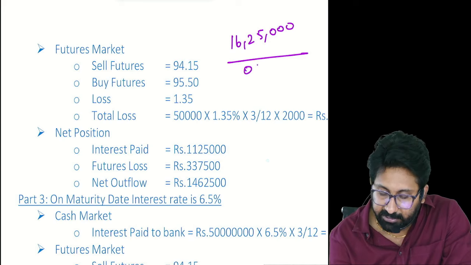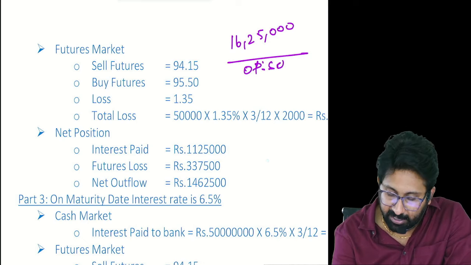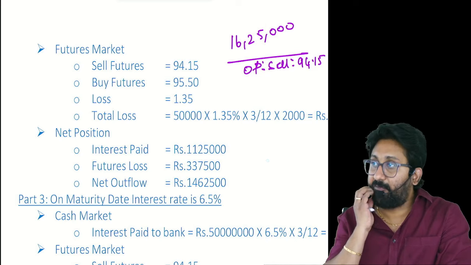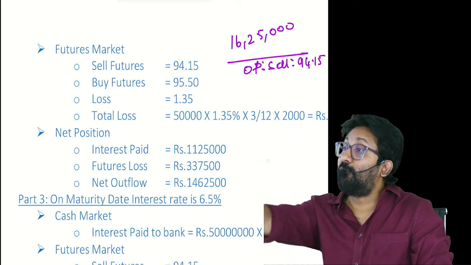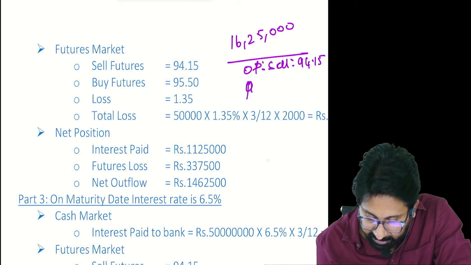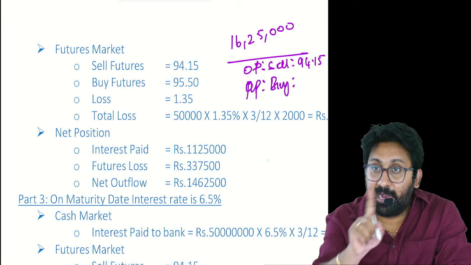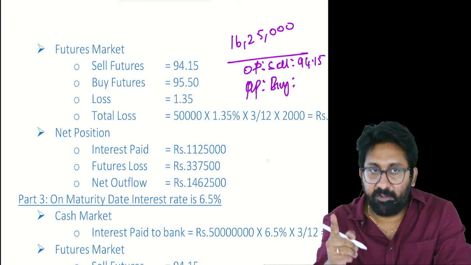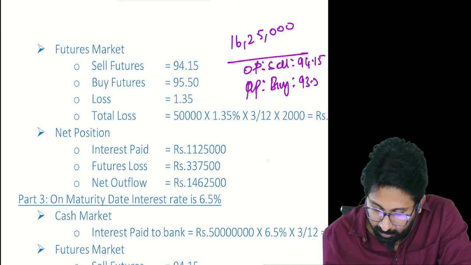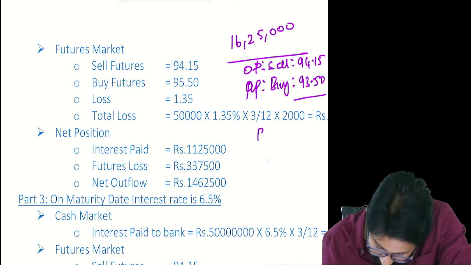Now you will tell, I will listen. In the futures market, what is our original position? Buy futures or sell futures? Sell, booked at what rate? 94.15. The rate turns out to be how much in the market? 6.5 means a futures reversal position. I will take a counter buy at what rate? 100 minus 6.5. Is it profit or loss?